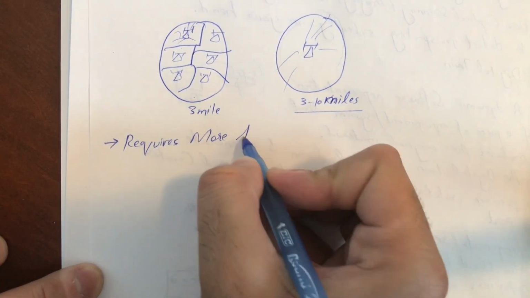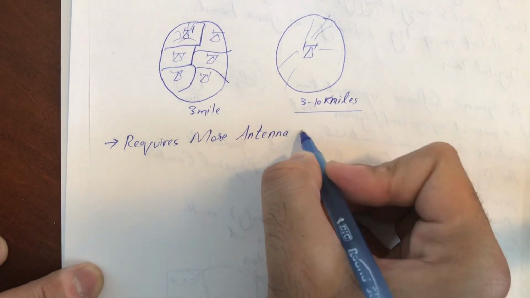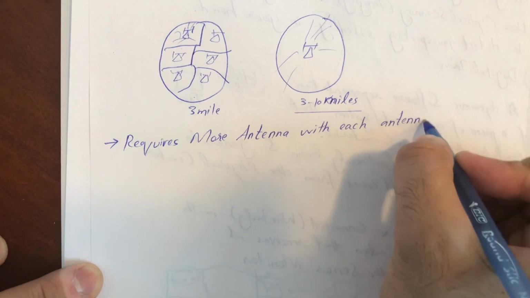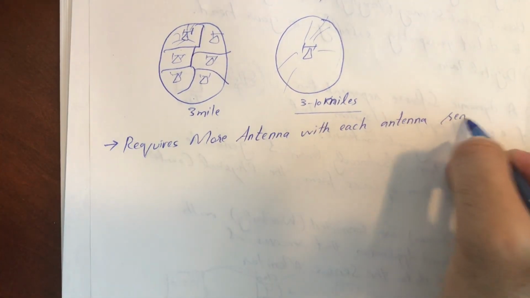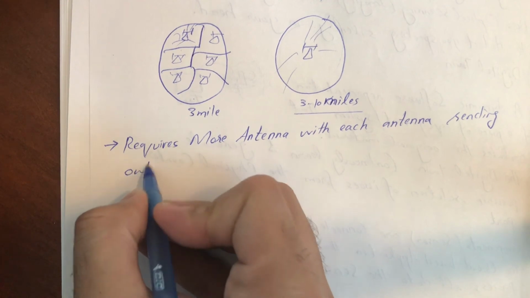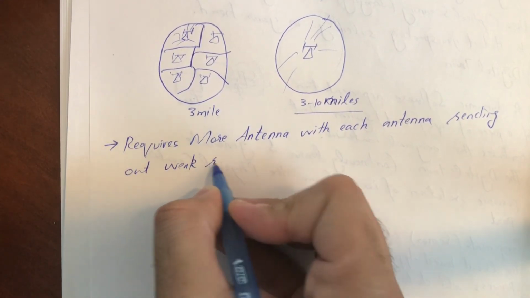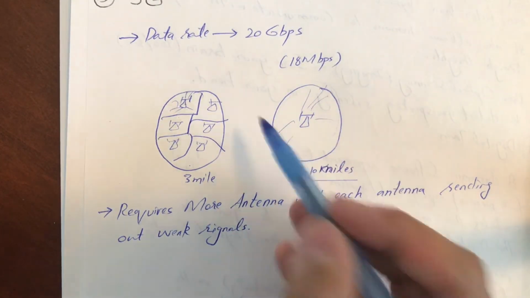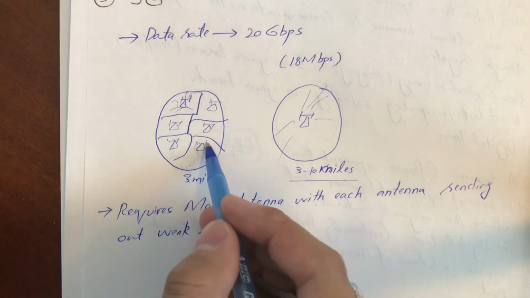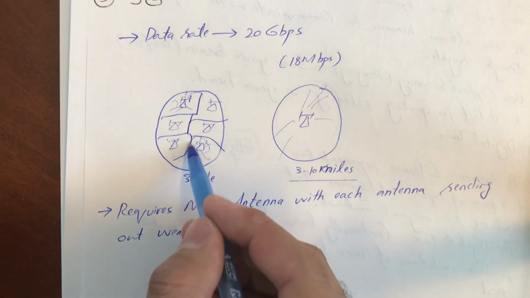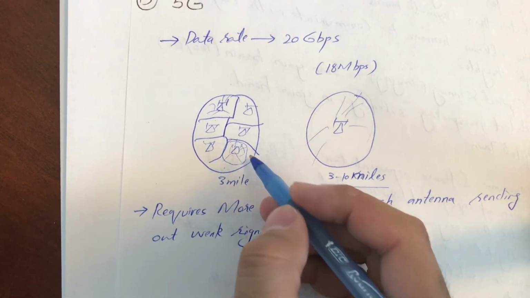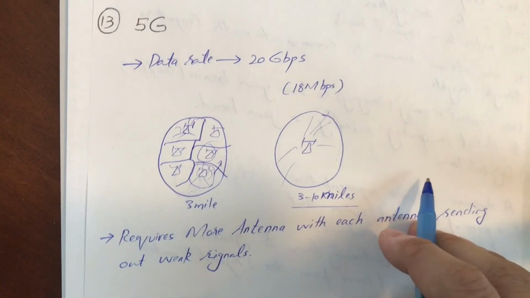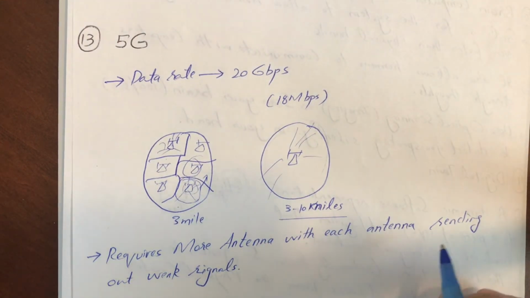So in 5G, the most important thing to remember is it requires more antennas, with each antenna sending out weak signals. Please remember, it's a weak signal, because if we transmit strong signals, then of course your area will be bigger. So antennas are small, they will transmit weak signals, so we can have a smaller coverage area, because if anybody moves out from this area to another area, he or she will enter another antenna's range. So this is the best thing of 5G, and that's the way 5G has increased the data rate.